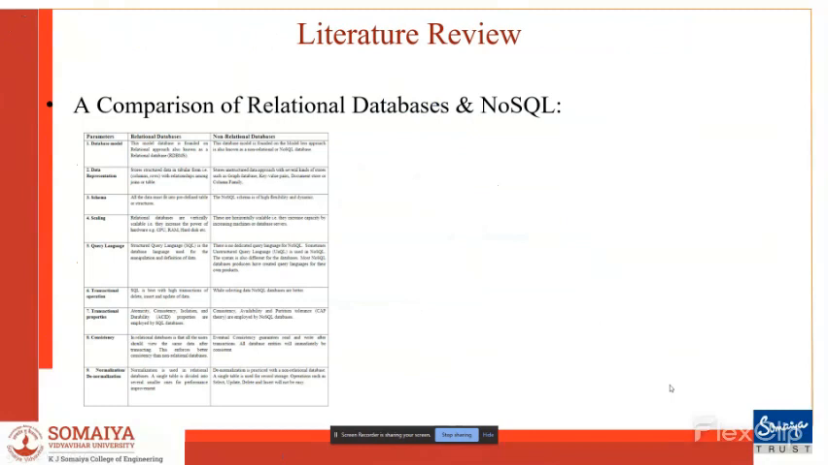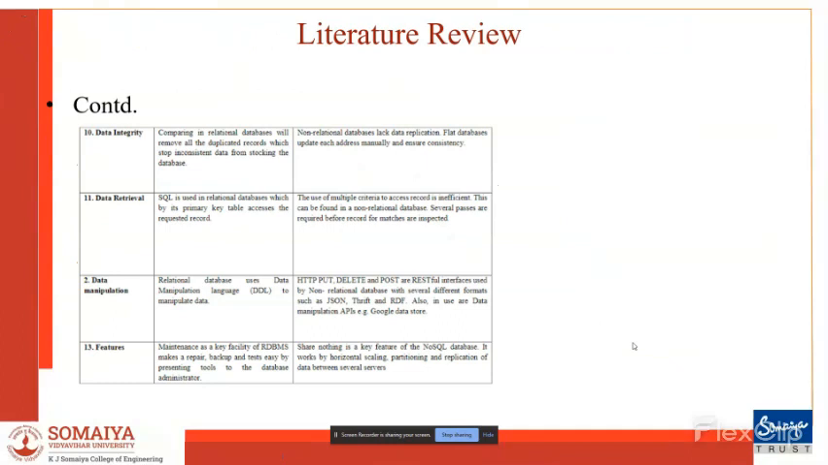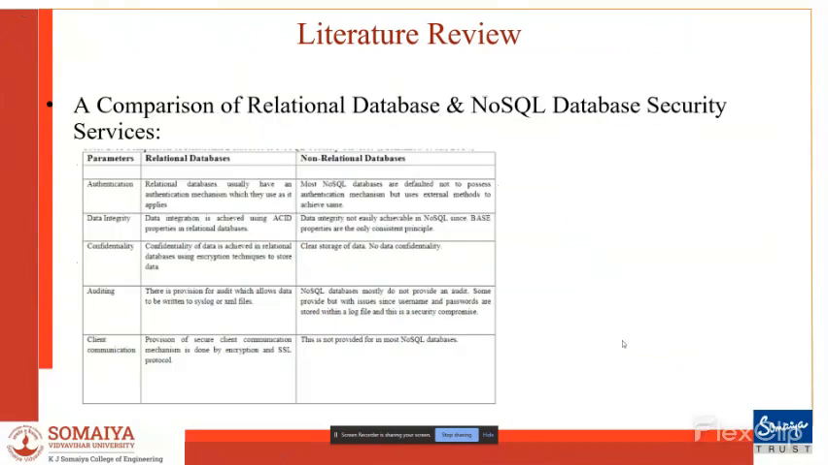The paper then draws a comparison of relational databases and NoSQL. The comparisons are drawn over a variety of parameters, such as the database model, data representation, schema, scaling, query language, transactional operation, transactional properties, consistency, normalization, denormalization, data integrity, data retrieval, data manipulation, and features. It also draws a comparison between the security services provided by both types of databases. Here, the parameters were authentication, data integrity, confidentiality, auditing, and client communication.